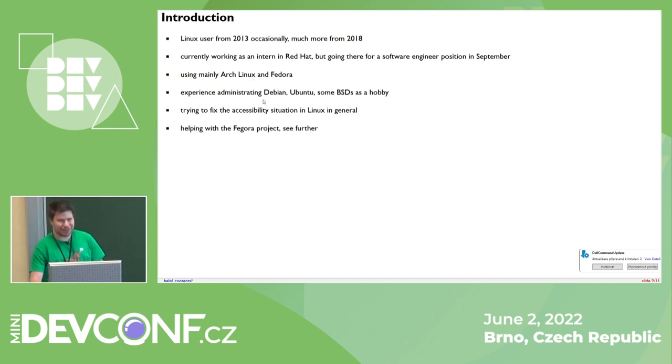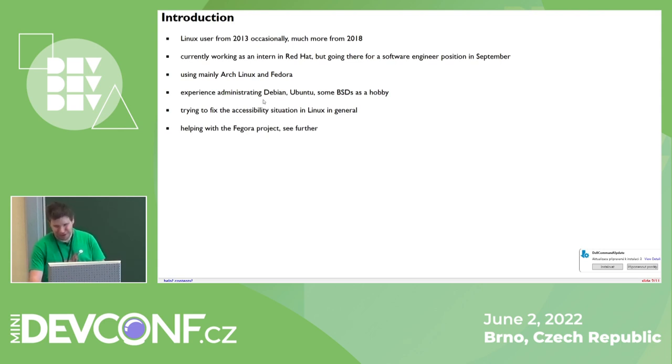And from some events, I managed to become a Red Hat intern, and then I'm starting a job in September all about accessibility in Fedora and similar distributions. During 2 years, I was mainly using Arch Linux because for visually impaired, we usually want to have the fixes as fast as possible and we don't like waiting for stuff. But I also used Fedora and I was administrating Debian and such as well.